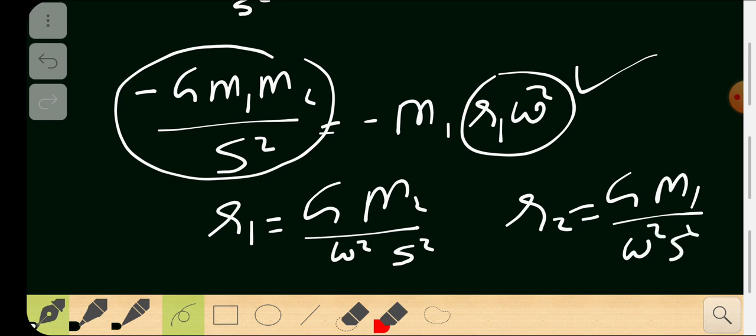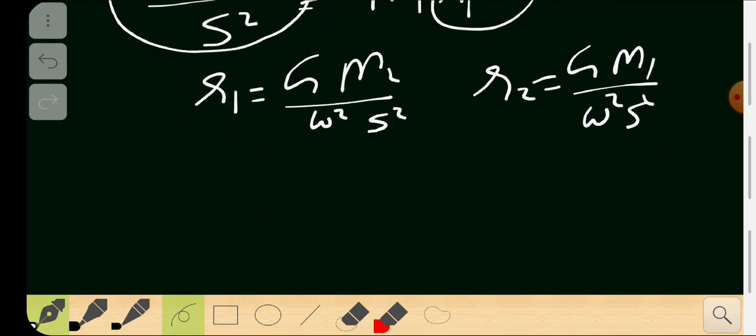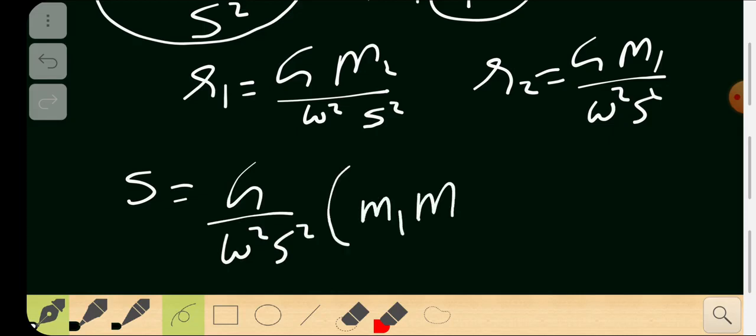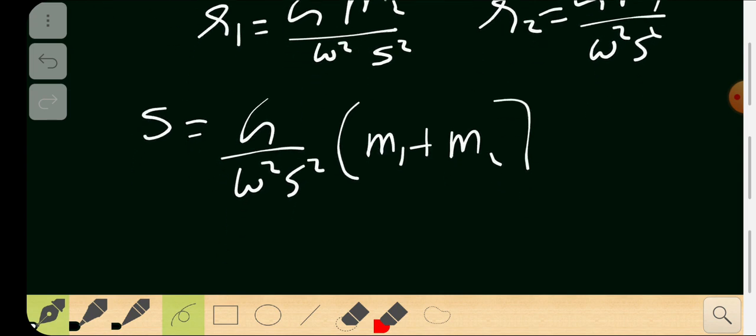So now we found r1 and r2, right? So the total distance s will be r1 plus r2, so that will be G by omega square s square, which I'm going to take outside, and you get m1 plus m2. Simple thing. So s will be G times m1 plus m2 by that thing. Okay, so that will be the total distance.